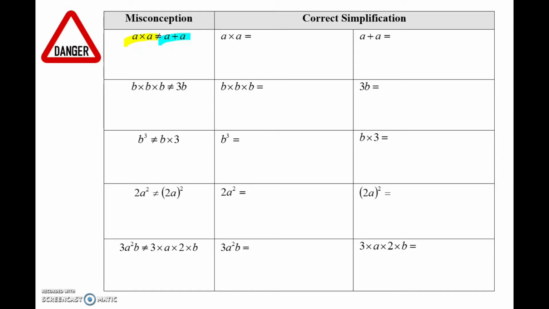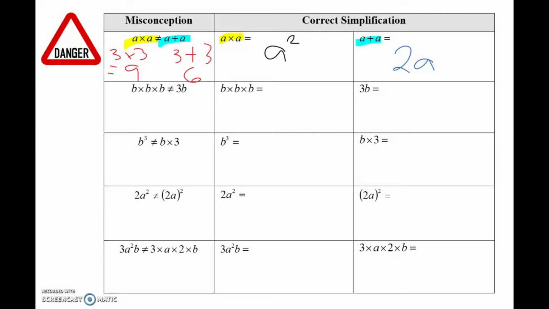Let's use 3 to be equal to the value of the variable A. So A times A will be 3 times 3, which will give us 9. But A plus A, which will be equal to 3 plus 3, will give us 6. So using numbers, the values are not the same. So the correct simplification for the algebraic notation A times A is equal to A squared. And the correct simplification for algebraic notation A plus A is equal to 2A.